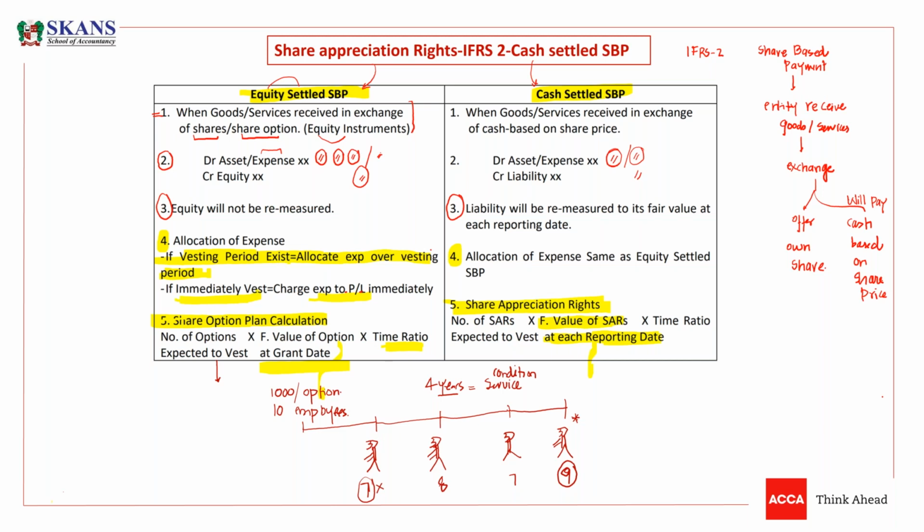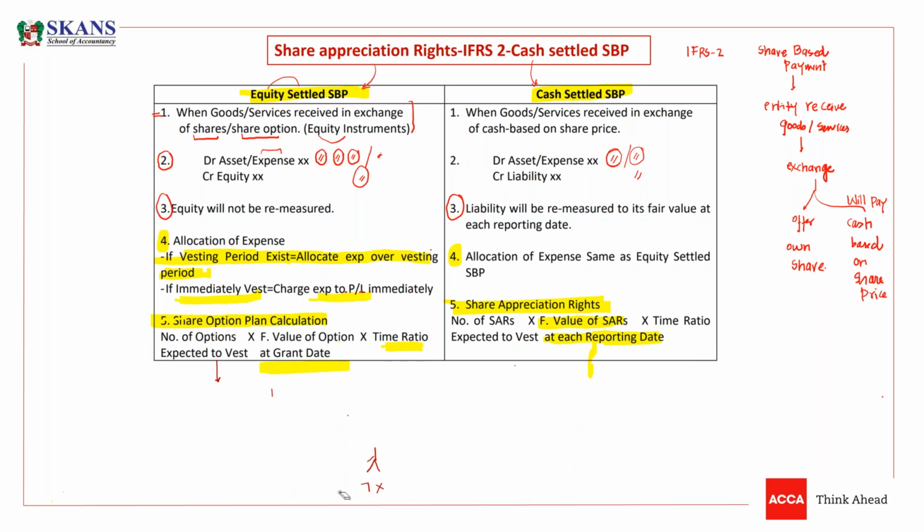Now let's have an example of basically share appreciation rights, and then we will learn from that example how to apply this formula. What would be the difference between these two formulas? In share appreciation rights, in cash settled share based payments, because you owe an amount, you have a liability, so you need to remeasure it every year. But in share options plan, you don't remeasure it every year. So this is the first difference.